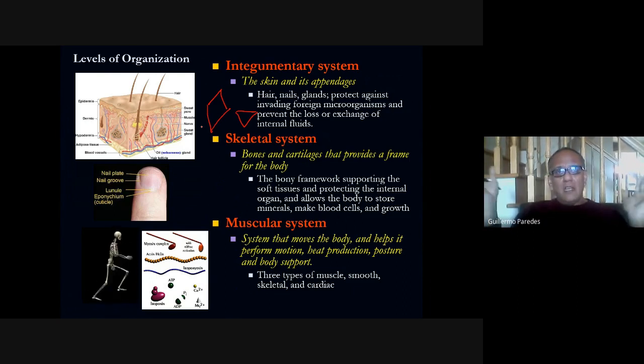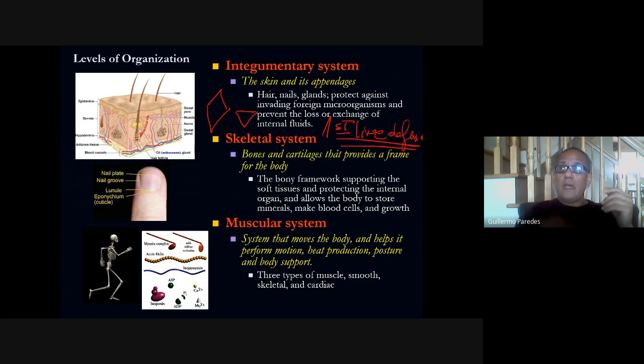Nails, the shape of the nails can tell you that you have cardiovascular problems or respiratory problems. So the skin is a window of so much information that you can get from the patient. It's a lot of information. So skin and appendages include the hair, the nails, the glands that protect against invading foreign microorganisms. So the skin is the first line of defense.